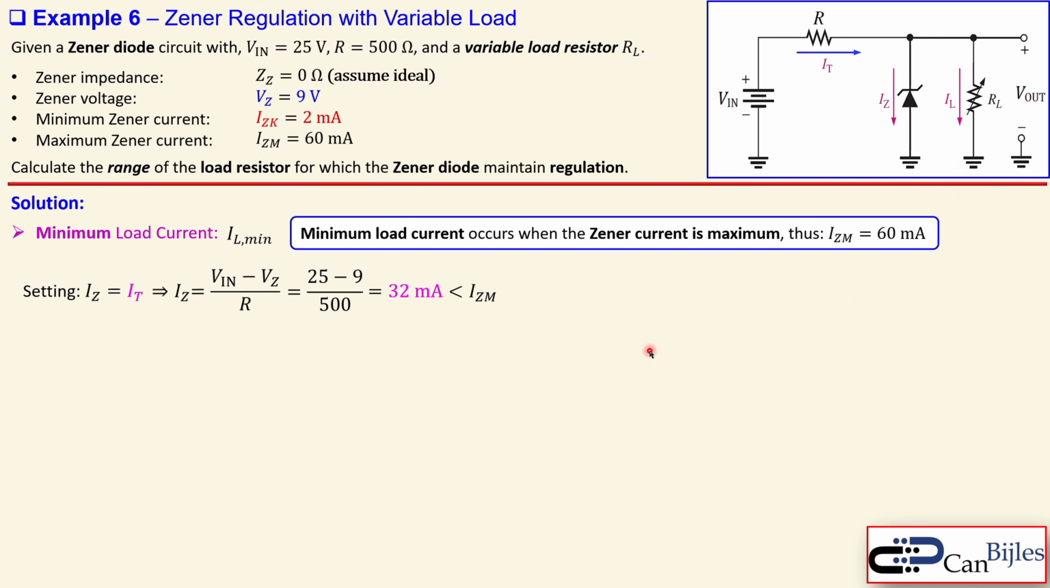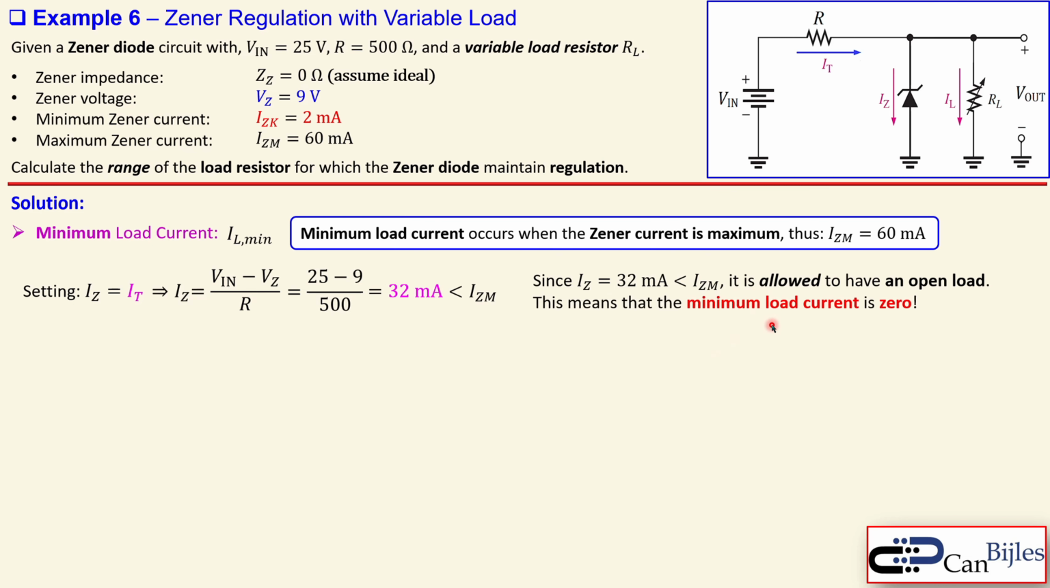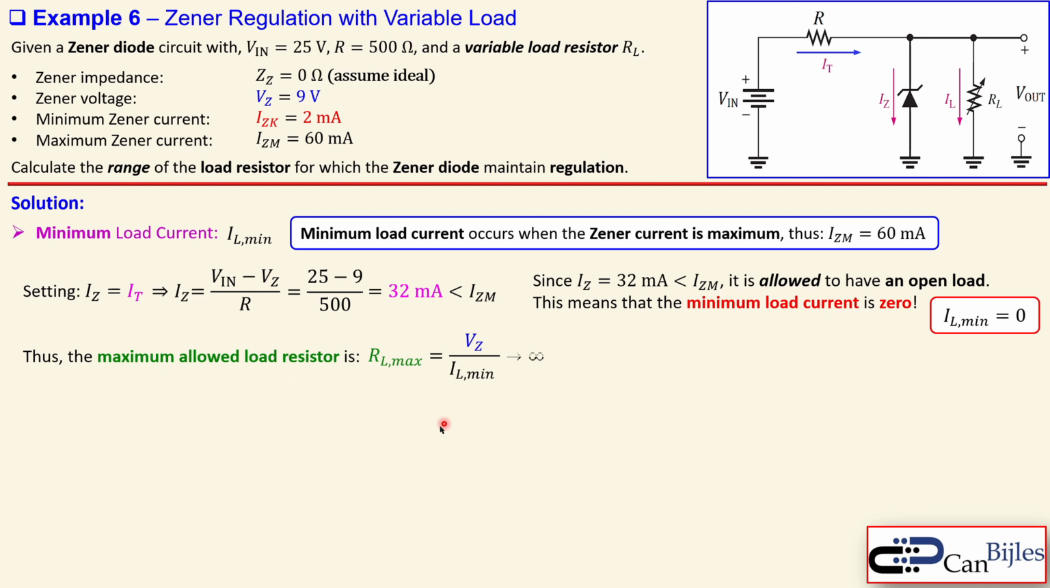So in this case, we can say since this current of 32 milliamps is lower than the maximum Zener current, it is allowed to have an open load. That means the minimum load current is 0. So this is the value. Thus the maximum allowed load resistor is in this case also infinite, so open. Okay, and this is the formula we can use because we go for the IL minimum.